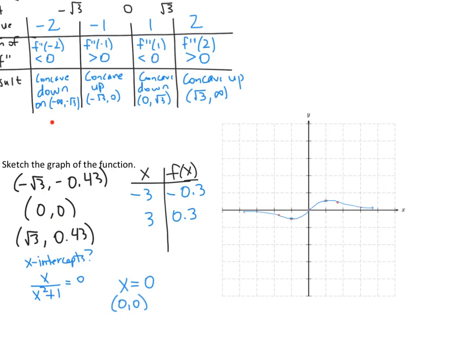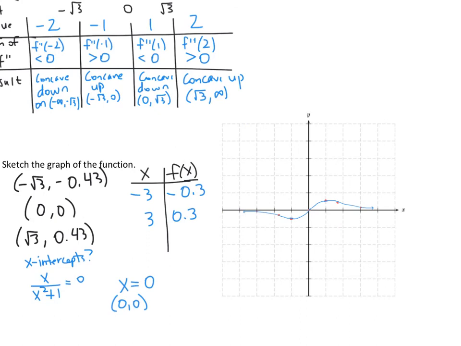We said that we should be concave down from negative infinity to negative square root of 3. So notice how here we are concave down, we do open down, and then from square root of 3 to infinity, we should be concave up. So from square root of 3 to infinity, we are concave up.